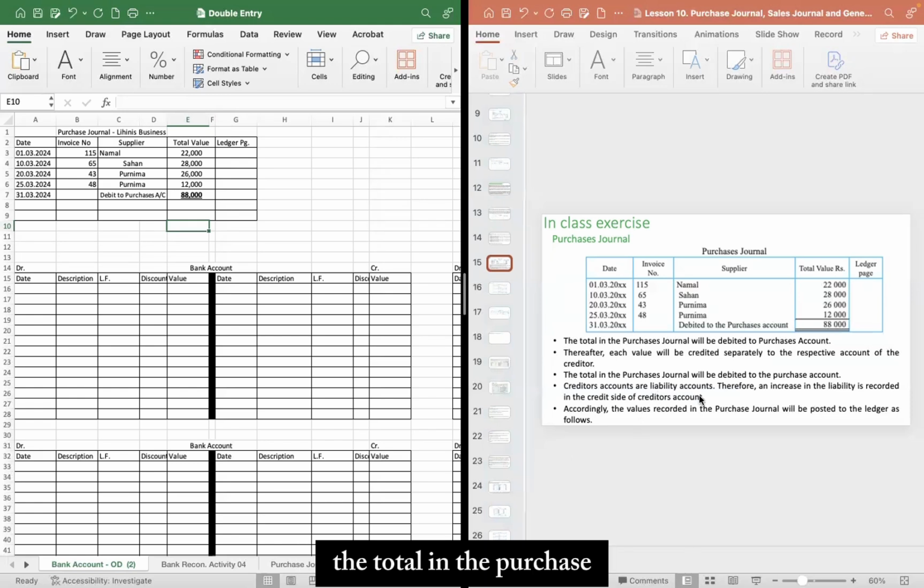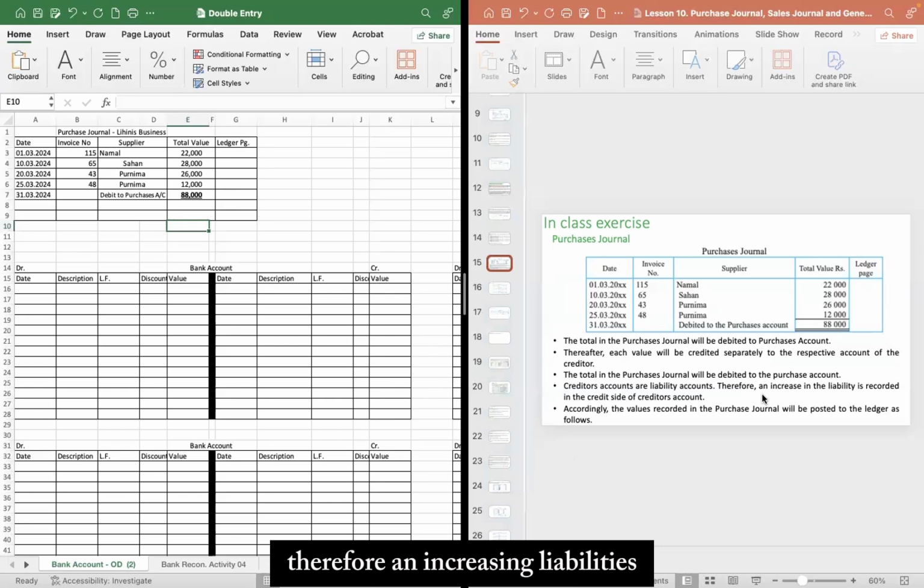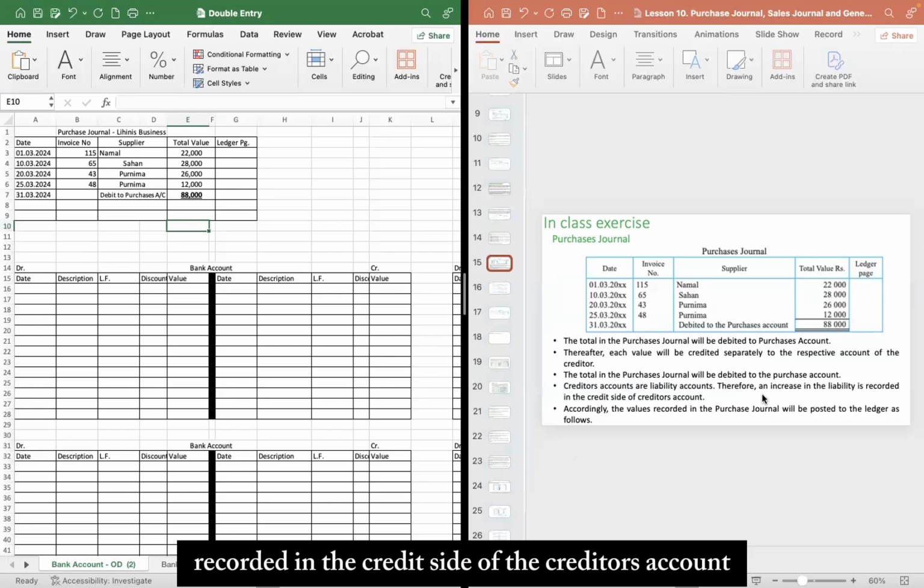The total in the purchase journal will be debited to the purchase account. Creditors accounts are liability accounts. Therefore, an increase in liability is recorded in the credit side of the creditors account. Accordingly, the value recorded in the purchase journal will be posted to the ledgers as follows.